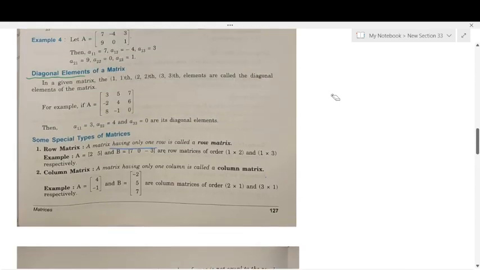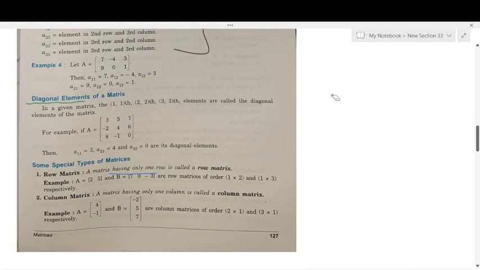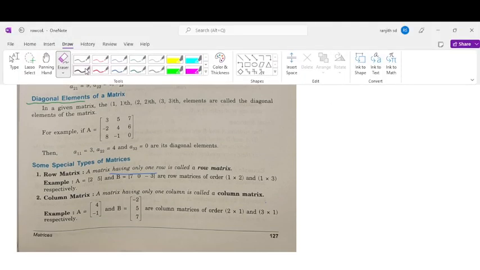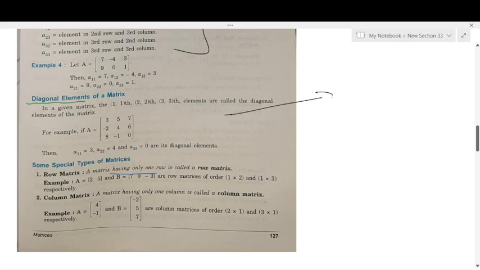Okay. What else did you have? Diagonal elements. Oh, no. There is a difference between diagonal elements and diagonal matrix. See, diagonal elements is nothing but 3, 5, 7, minus 2, 4, 6, 8, minus 1, 0.